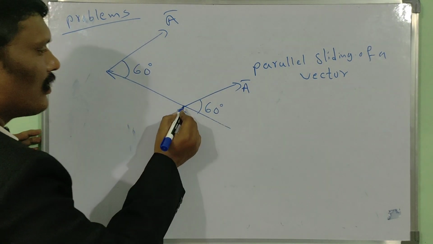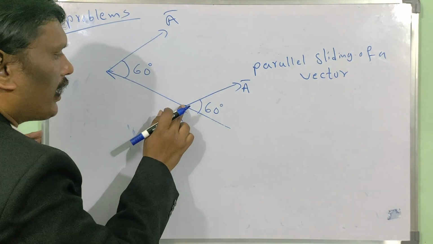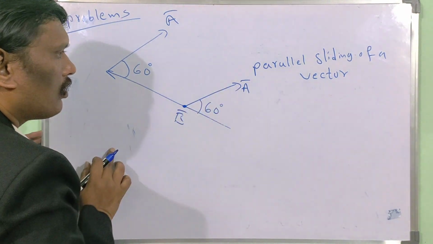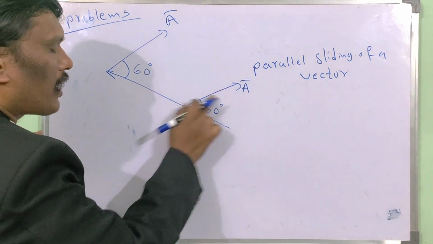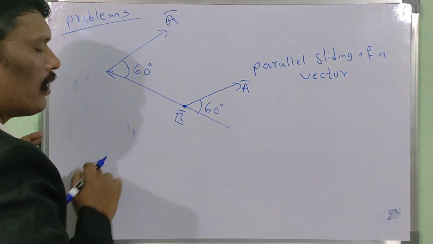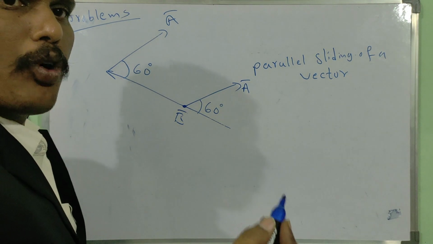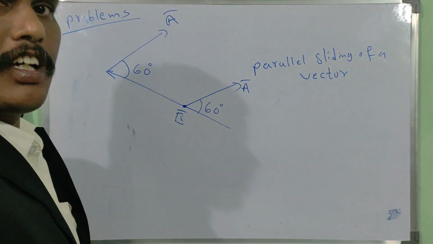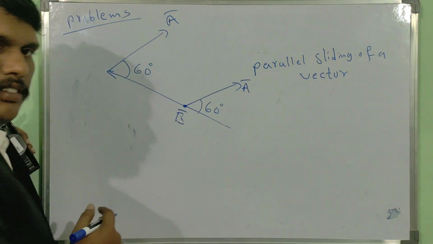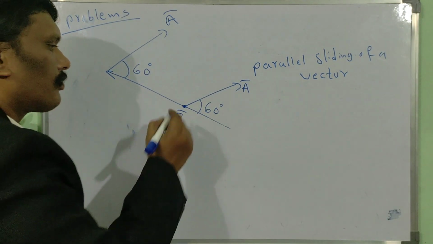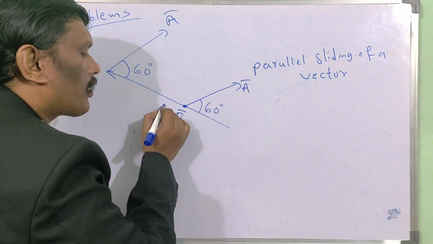In this situation, this is the tail of vector B bar, and this is the tail of vector A bar, and both tails meet together at one point. Then the first condition is satisfied. What is our first condition? Both vector tails meet together at one point. That condition is satisfied after parallel sliding. And what is the angle between the two vectors now?